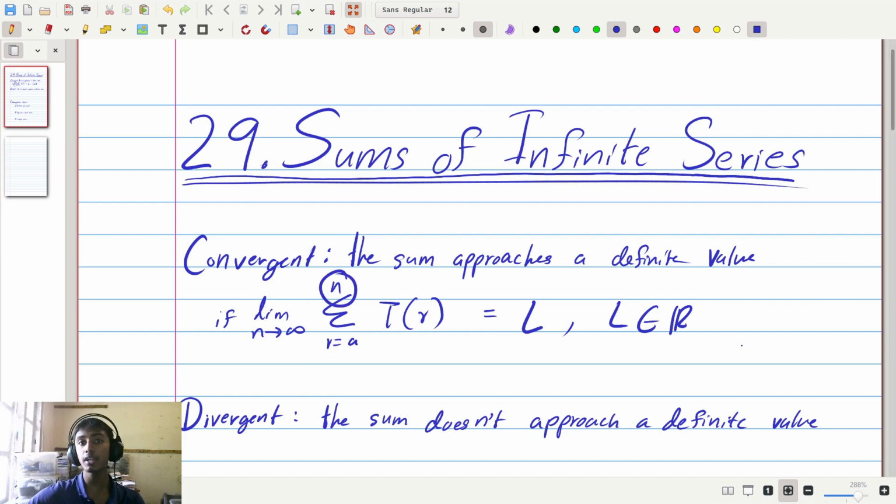So running through this again, we can see that the limit as n approaches infinity indicates that we're summing an infinite number of terms. This upper bound n is going to infinity, meaning that the total sum is going to sum an infinite number of terms starting from r equals a up to infinity.